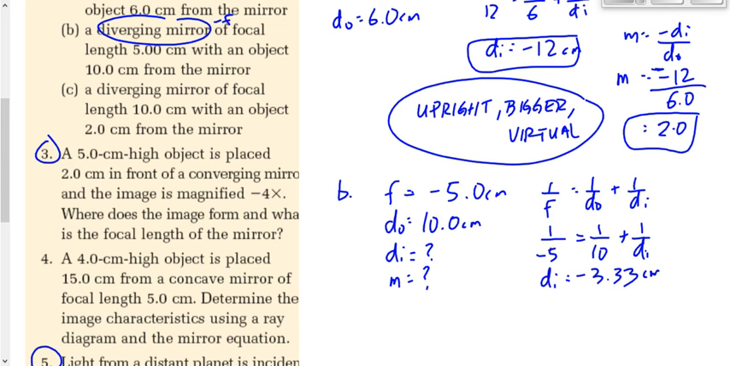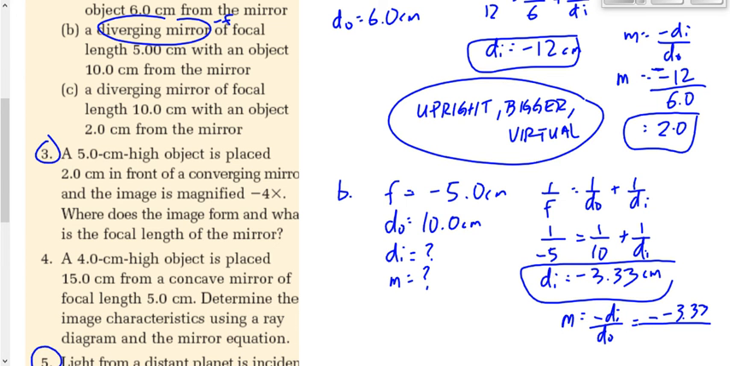Okay, centimeters. And then we'll say m is equal to negative di over do, negative 3.33 over do, which is 10. So what does that give me? Positive 0.333.